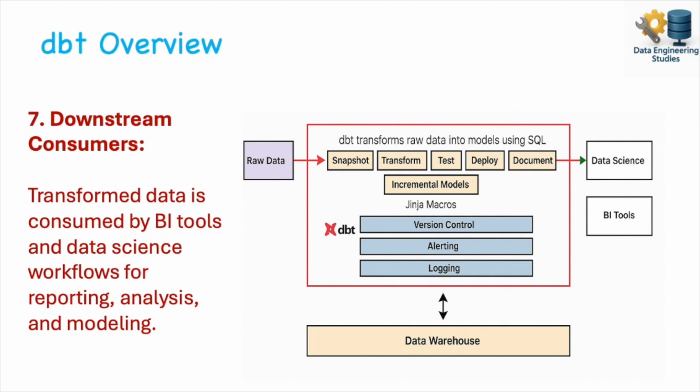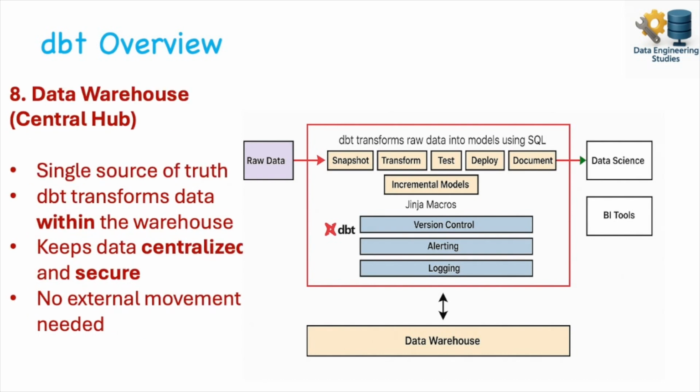Let's wrap up with the role of the data warehouse. The data warehouse acts as a central hub and the single source of truth for the organization. DBT performs all transformations within the data warehouse and keeps the data centralized, secure, and avoids any unnecessary movement to external systems. This approach ensures everything stays in one place, easy to manage, reliable, and ready for analysis.